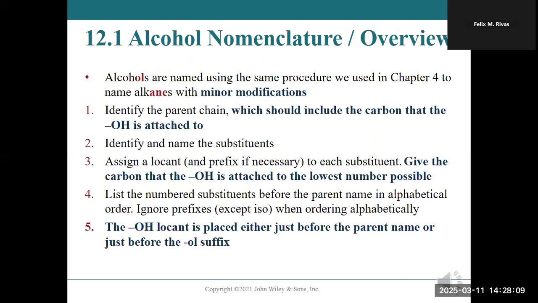In terms of naming, the alcohols are always going to be named following the same procedure that we know from naming molecules. The only difference is that we have to include the alcohol in the main chain, or what we usually refer to as the parent chain. We always identify the substituent, so we do that as a second step. On the third step, we assign the location, giving the lowest possible number to the location of the alcohol in the carbon chain. And then we list everything in alphabetical order to be able to name the alcohol properly.